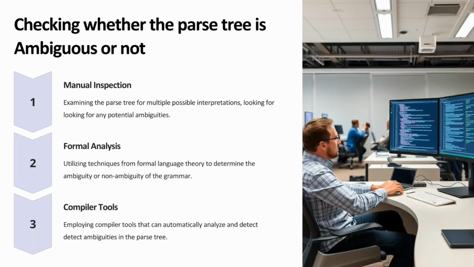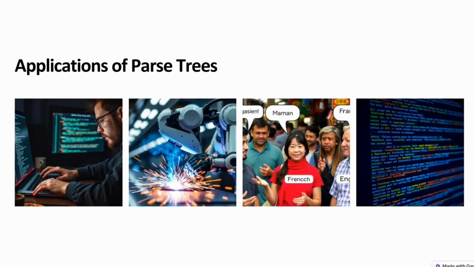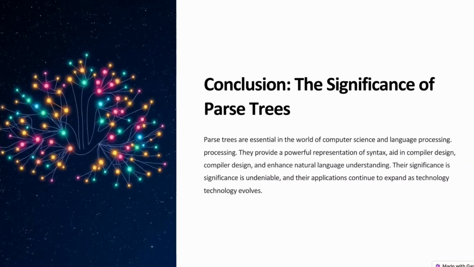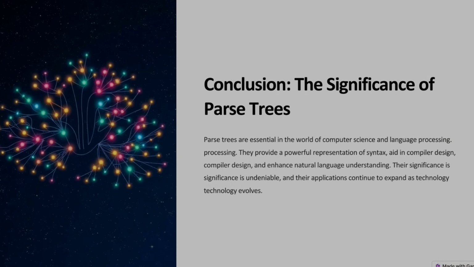Slide 6. Checking for ambiguity. Ambiguity in parse trees can be checked through manual inspection for multiple possible interpretations, formal analysis using formal language theory, or compiler tools that automatically detect ambiguities. Slide 7. Applications and conclusion. Parse trees are widely applied in programming languages, compiler design, and NLP. They facilitate syntax analysis, semantic understanding, and efficient code generation, making them indispensable in both computing and linguistic fields.